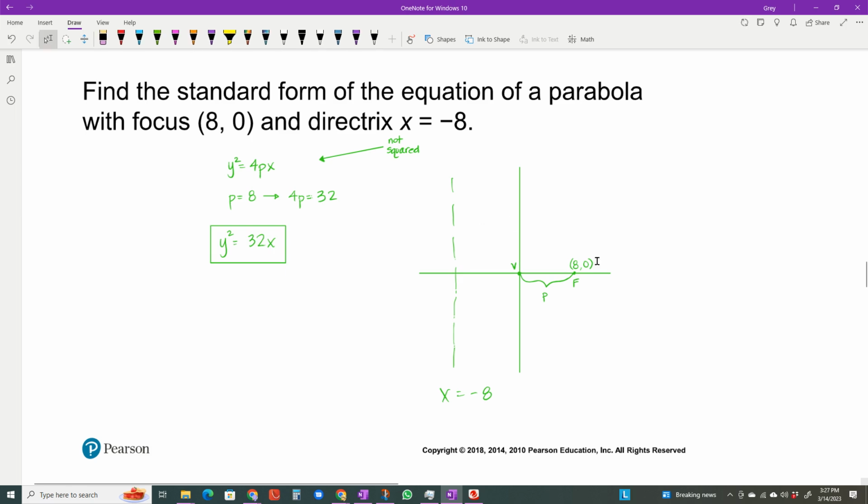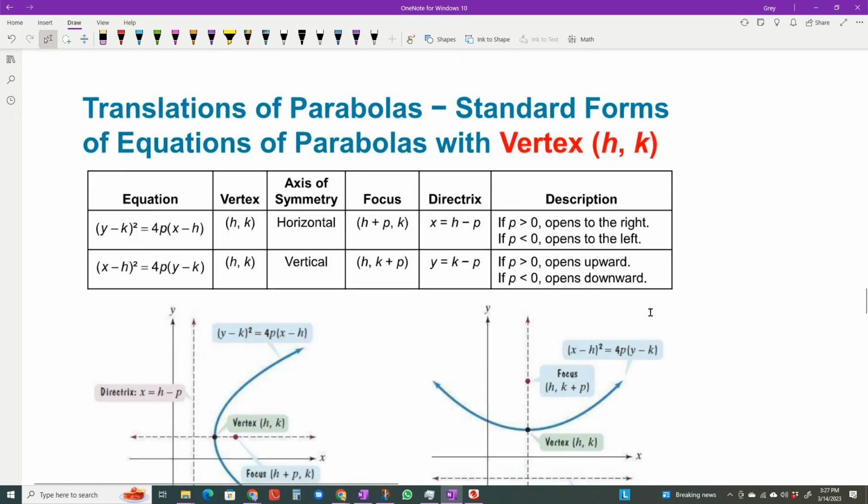All right. Now, all of our parabolas will not be at the center, at the origin.